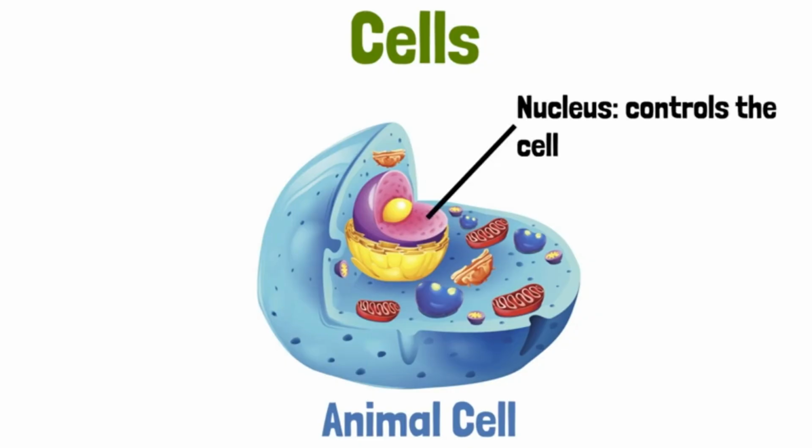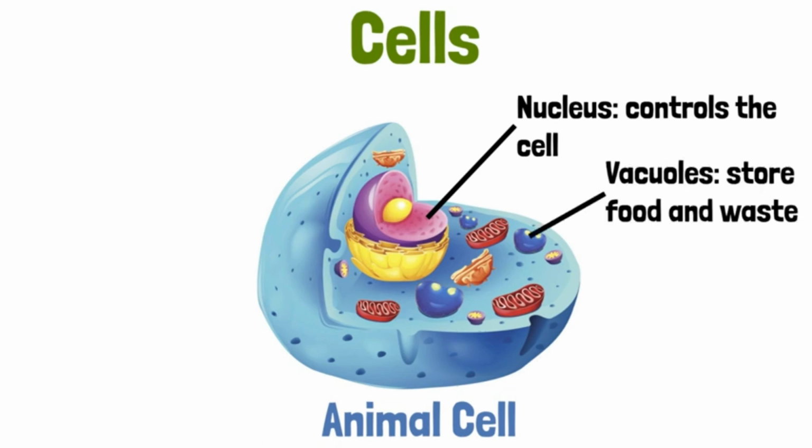The job or function of the nucleus is to control the other parts of the cell. The nucleus is a lot like your brain. Just as your brain sends messages to the various parts of your body, the nucleus sends messages to the other parts of the cell. The purpose of vacuoles is to store nutrients, such as sugars, for the cell. Vacuoles also store water and wastes.